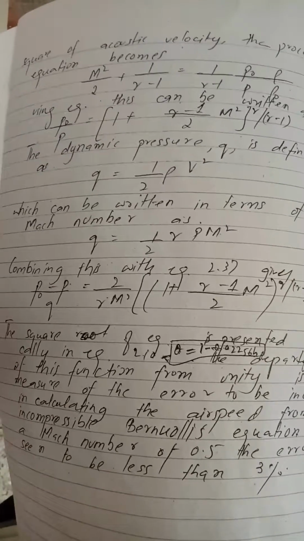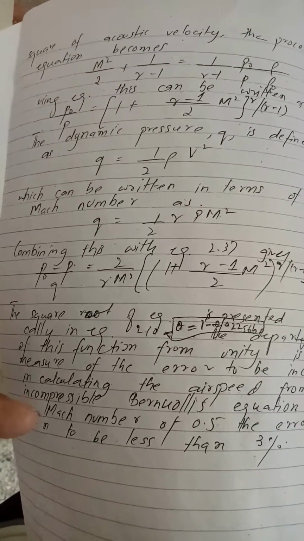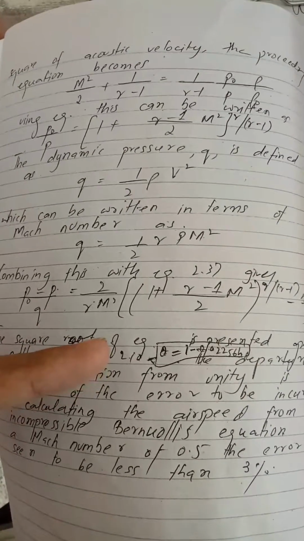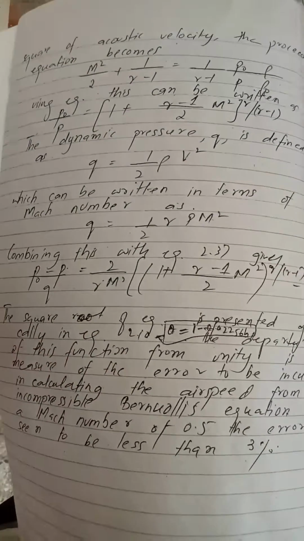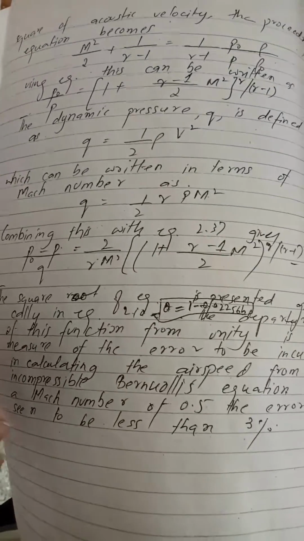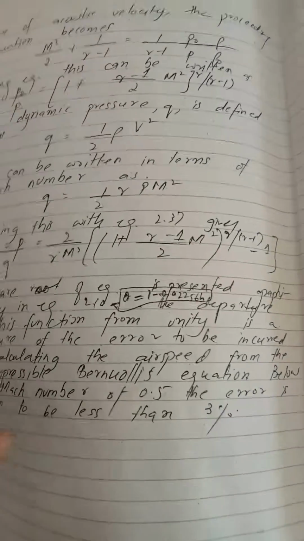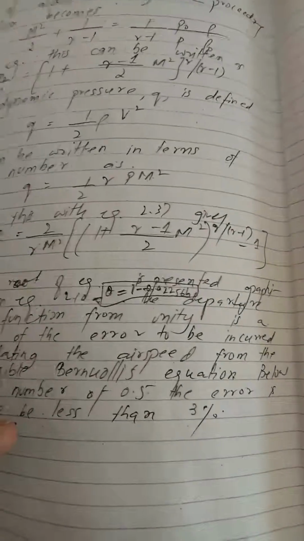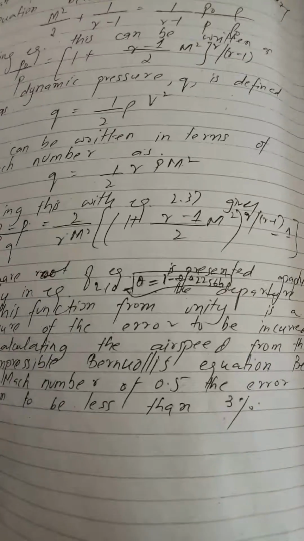Okay, ultimately going back again to the dynamic pressure and expressing this equation in terms of dynamic pressure, which you can relate like this. That will help you to form an equation, or the square root of an equation, and present it graphically, with theta equal to this. The departure of this function from unity is a measure of the error to be incurred in calculating the airspeed from the incompressible Bernoulli's equation. So we just want to have that one.